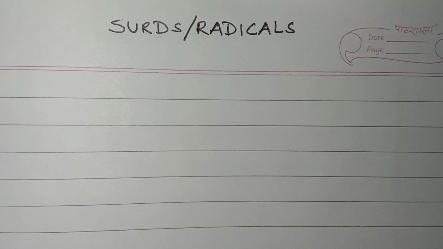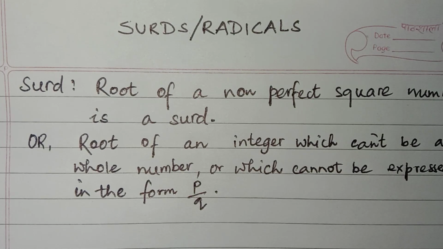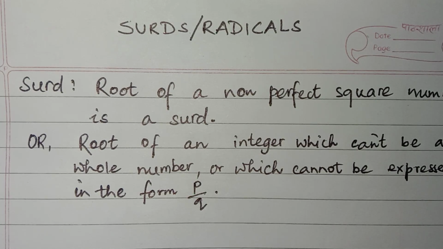So let's get into our lesson. First of all, let's check what a surd is. We can define a surd as a root of a non-perfect square number, or we can also say that a surd is a root of an integer which can't be a whole number, or a root of an integer which cannot be expressed in the form p upon q.